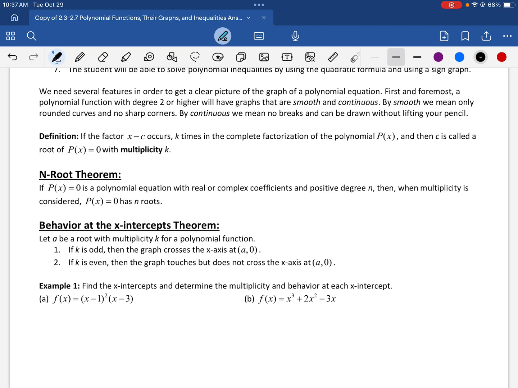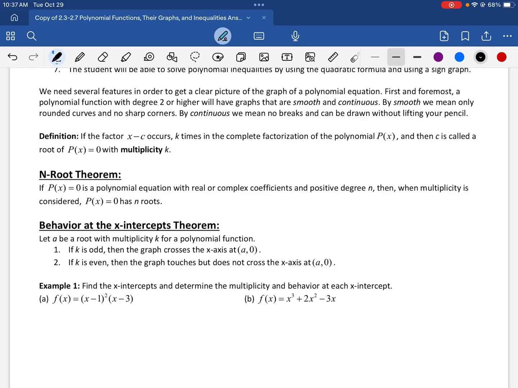All right, we're looking here at polynomial functions, their graphs and inequalities. A couple of things mentioned in this beginning part: all polynomial functions have a smooth and continuous graph. By smooth we mean only rounded curves, no sharp corners. By continuous we mean no breaks, and we can draw it without lifting up our pencil.